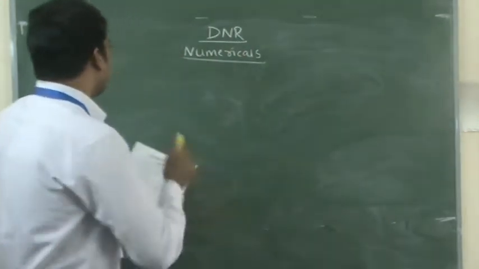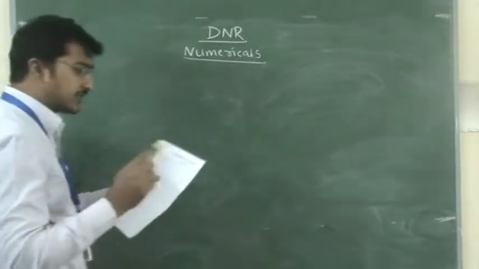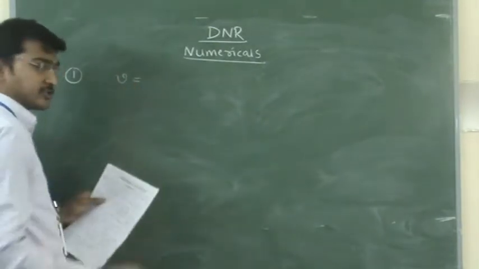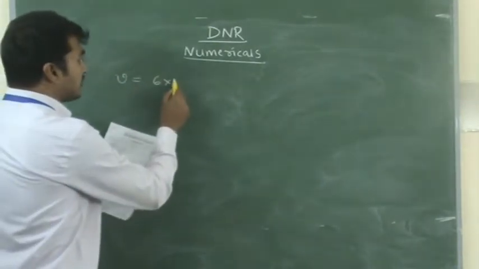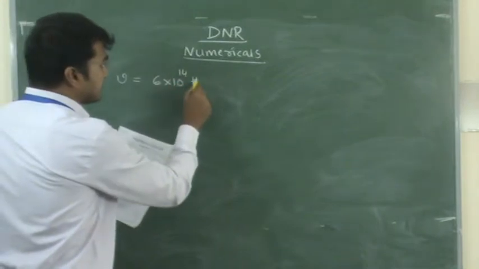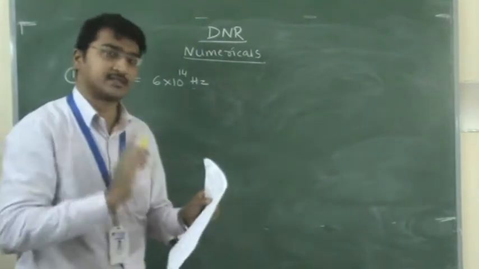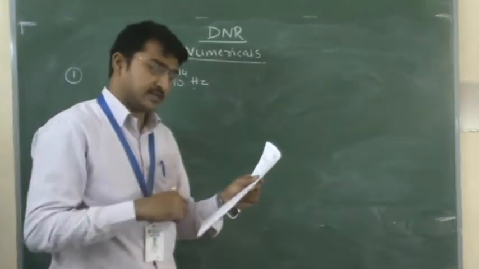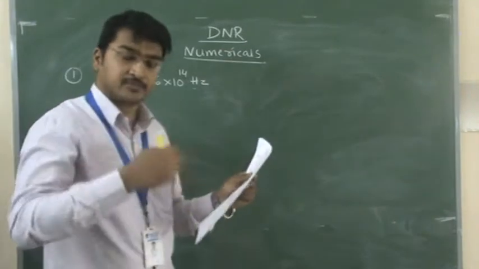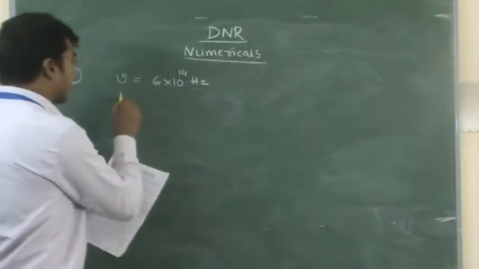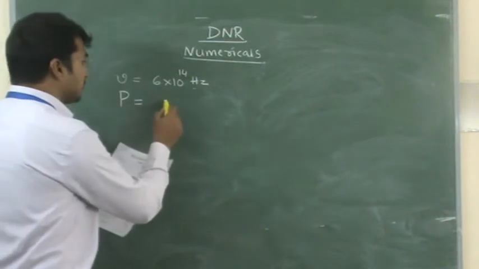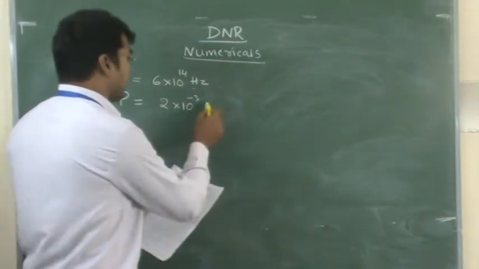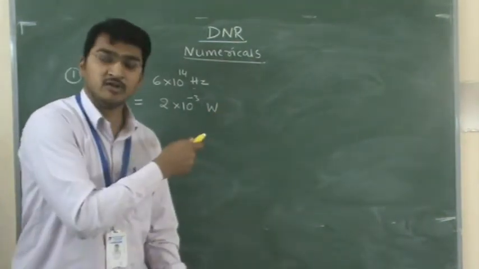I will write the given data. Question number 1 solution. What is the given data? The monochromatic light frequency, which I am indicating as nu, is 6 into 10 to the power of 14 Hz. Hertz is the SI unit. It is produced by one laser. The power of the light emitted, which I am indicating with capital P, is 2 into 10 to the power of minus 3 watts. Watts is also an SI unit.